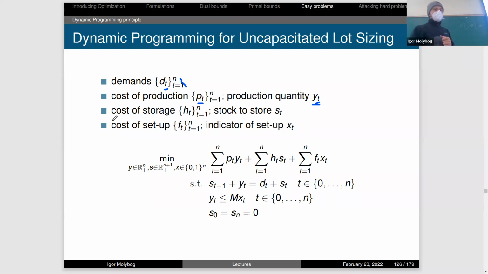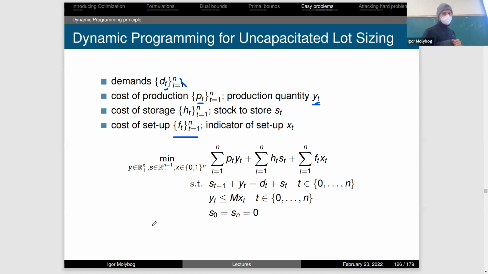And then there is a cost of setup, FT, that is a fixed cost. No matter how much you produce in a particular time period, you will suffer this loss as soon as you're producing something. So this loss is going to be equal to FT if you're producing anything, and it's going to be equal to zero if you're not producing anything in the particular time period. Is this statement clear? Like the overall, okay, cool.